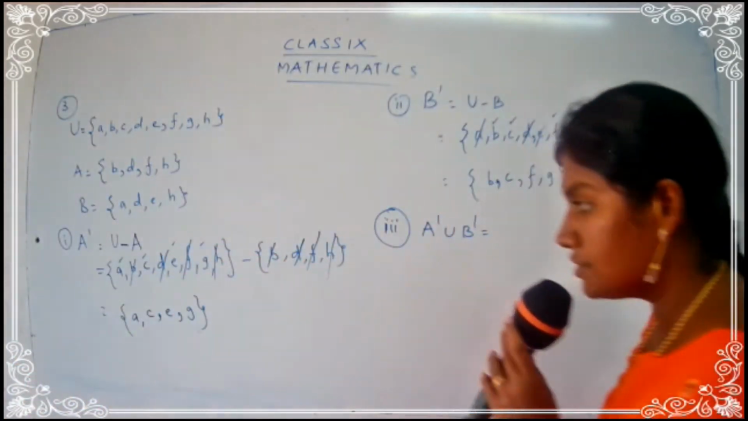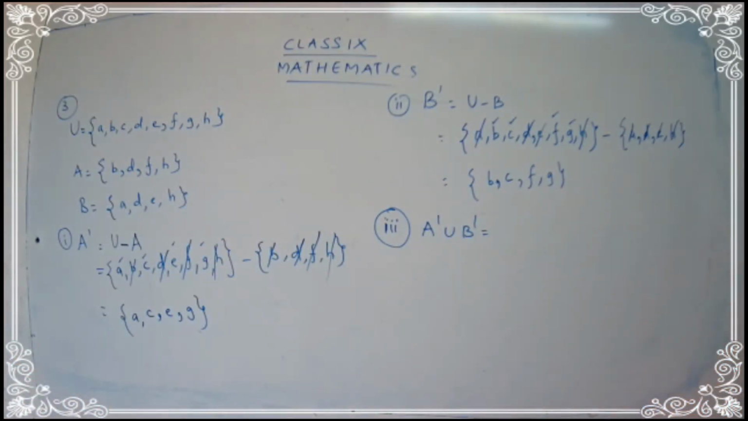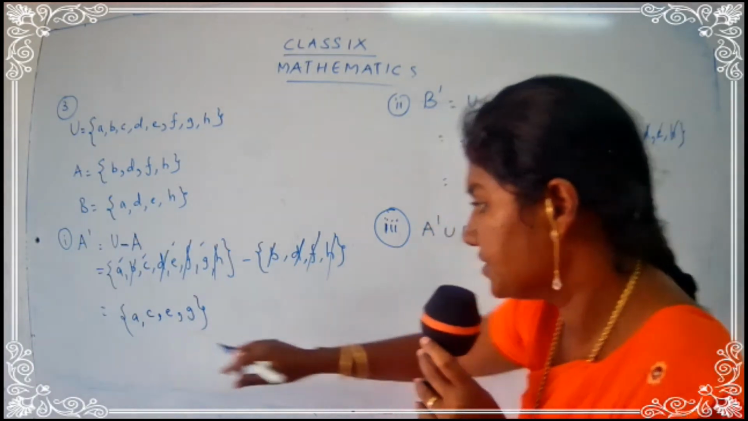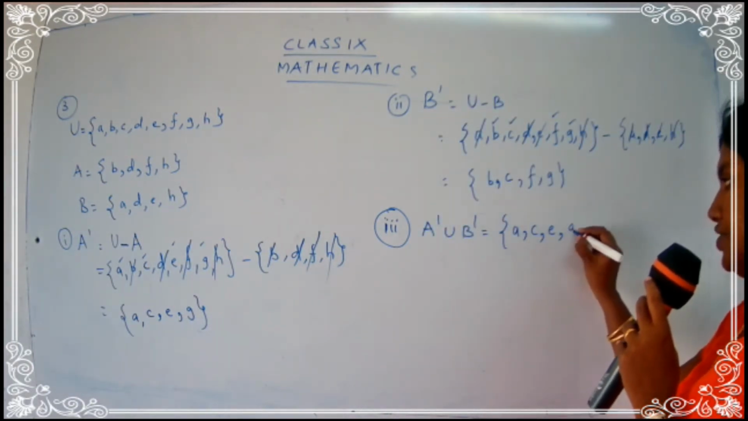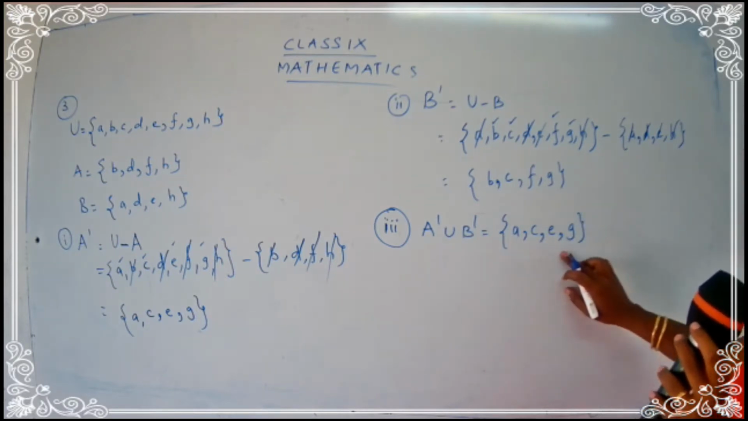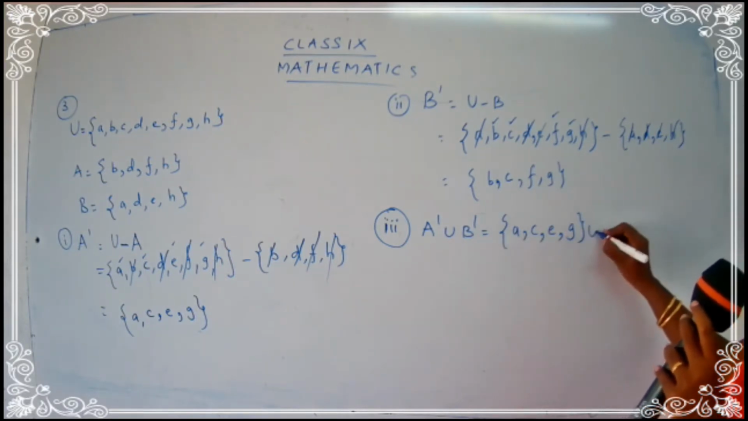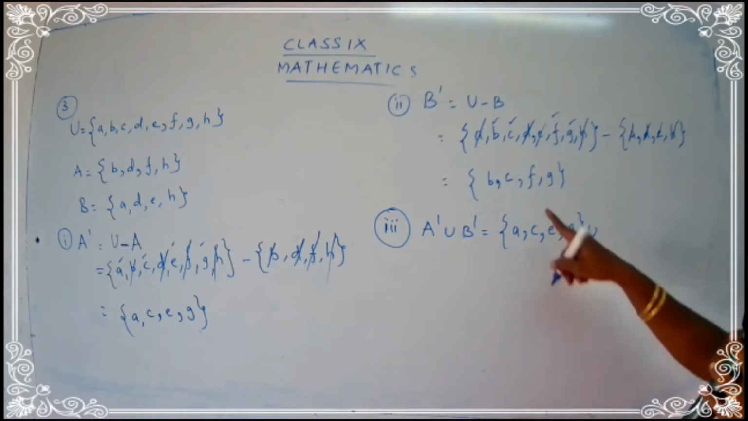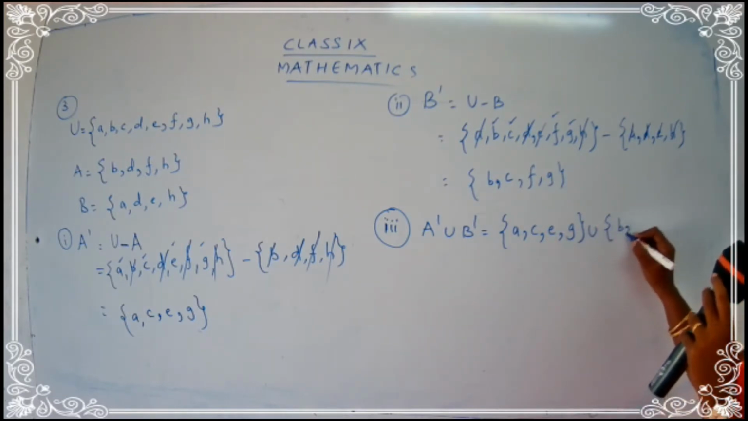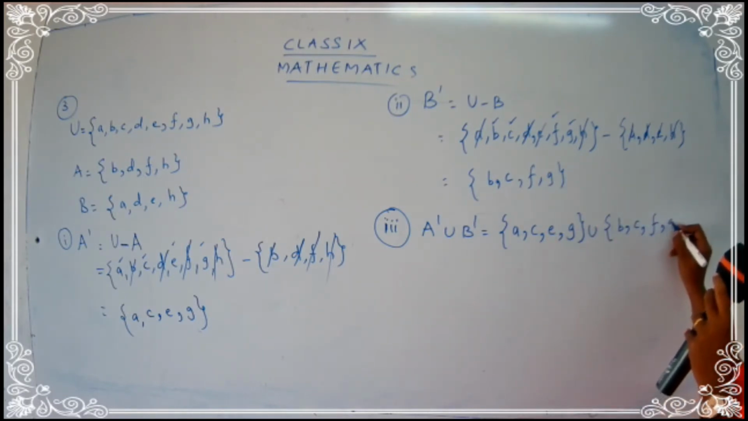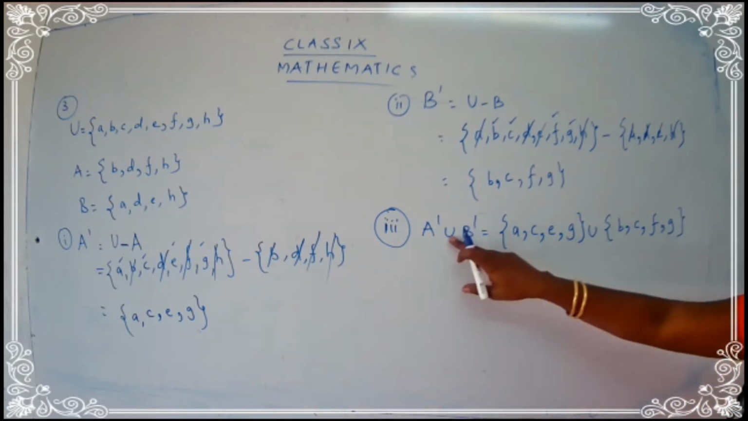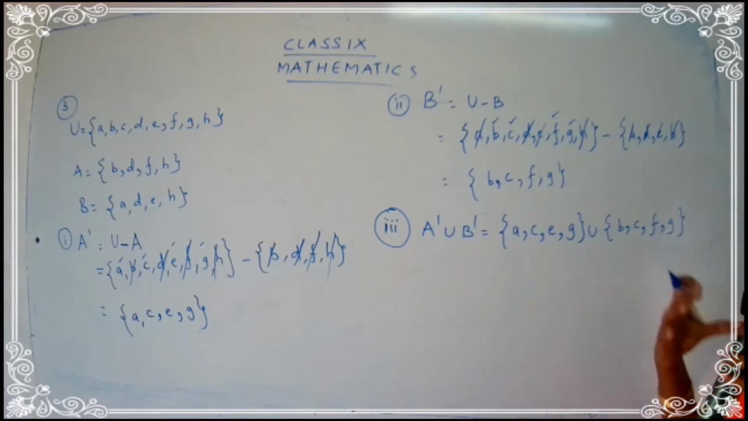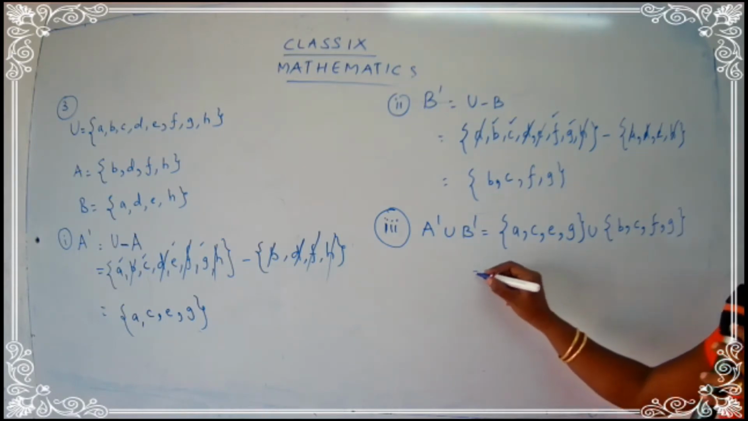What are the members of A dash, children? Let's write the members. A dash is A, C, E, G. That's A dash union. What is B dash? B, C, F, G. What do you mean by union? Union means combine. Bring them together. Yes, let me write them down together.